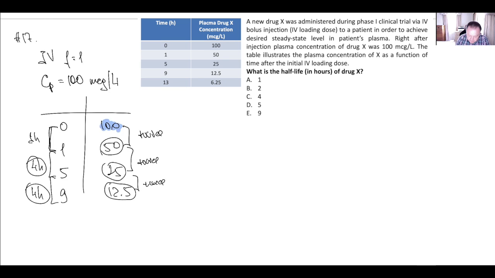So actually, half-life is 4 hours, because we have dropping from 50 to 25 and from 25 to 12.5. If we use 1 hour half-life, this will not help us, because we will not be able to check our hypothesis. And it is not 5, because from 0 to 5 will be 5 hours, and from 1 to 5 will be 4 hours. So the correct answer is 4 hours. Next one.